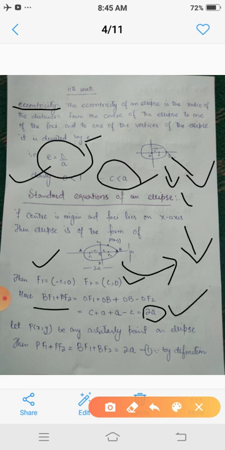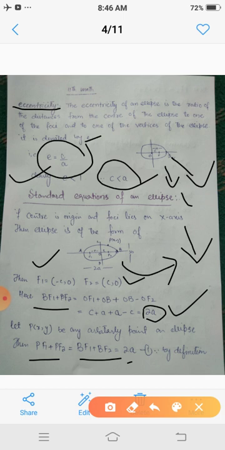Now let P(x, y) be any arbitrary point on this ellipse. Then we will find the sum of its distances from the foci. PF1 plus PF2 equals BF1 plus BF2, because by the definition the sum of distances is the same for any point on the ellipse from the two foci. Here BF1 plus BF2 we calculated to be 2a, that is why PF1 plus PF2 equals 2a. So it is by the definition of an ellipse.